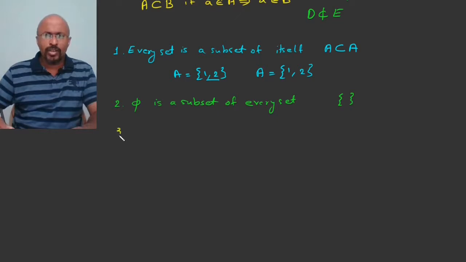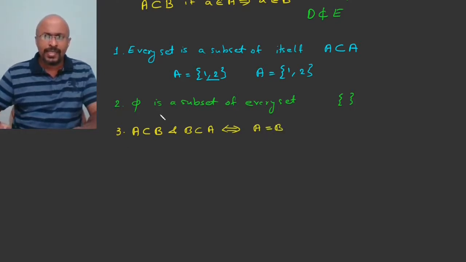The third point, that is, A is a subset of B and B is a subset of A if and only if A is equal to B. Why? Because if A is a subset of B, then every element in A must be there in B. And if B is a subset of A, then every element in B must be there in A. And this can happen only if A is equal to B. You can see one example here.